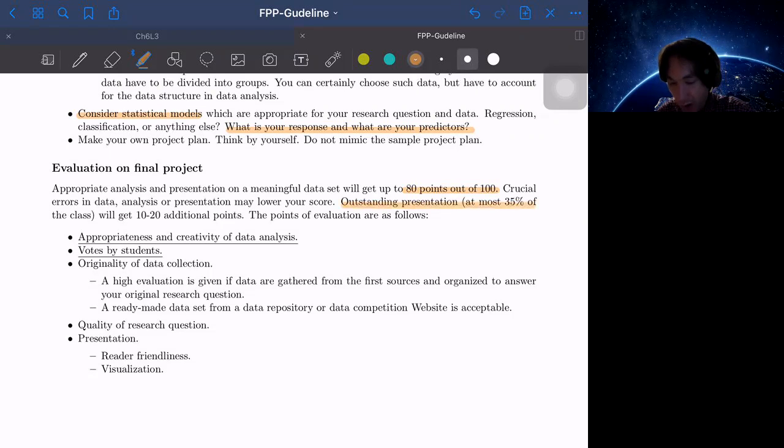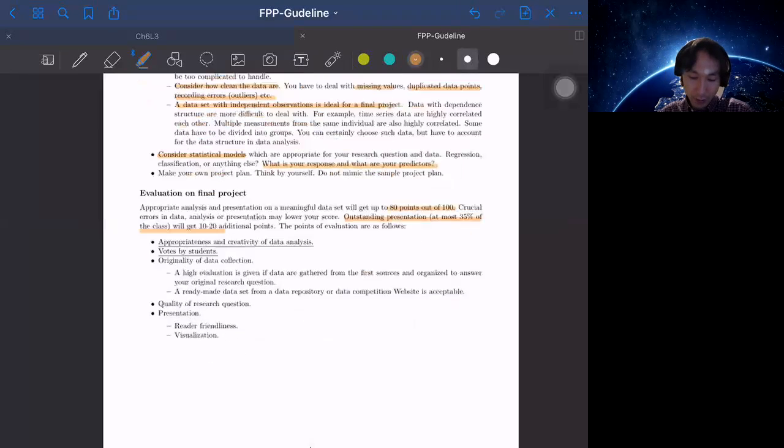And for outstanding presentations, at most 35% of the class will get 10 to 20 additional points. This is a kind of special bonus credit. If everyone gets 100, then it doesn't appreciate the excellent presentations. So that's why I make 80 the baseline, and for outstanding presentations, you will get 10 or 20 more credits. And what's the criterion? Generally, presentation and the quality of analysis, so I put the two.